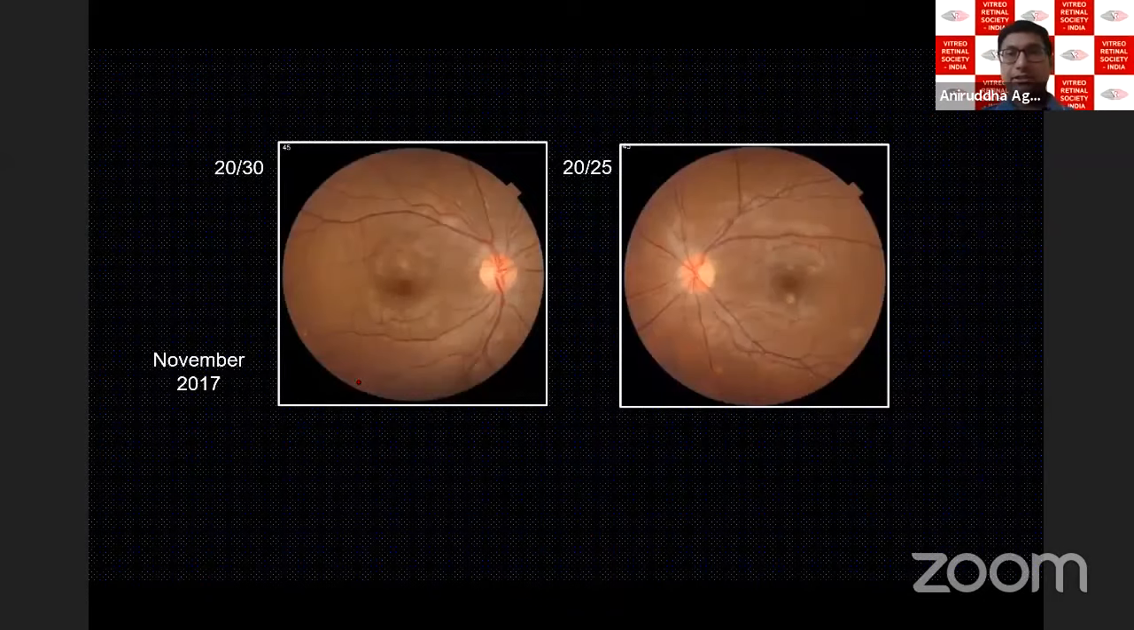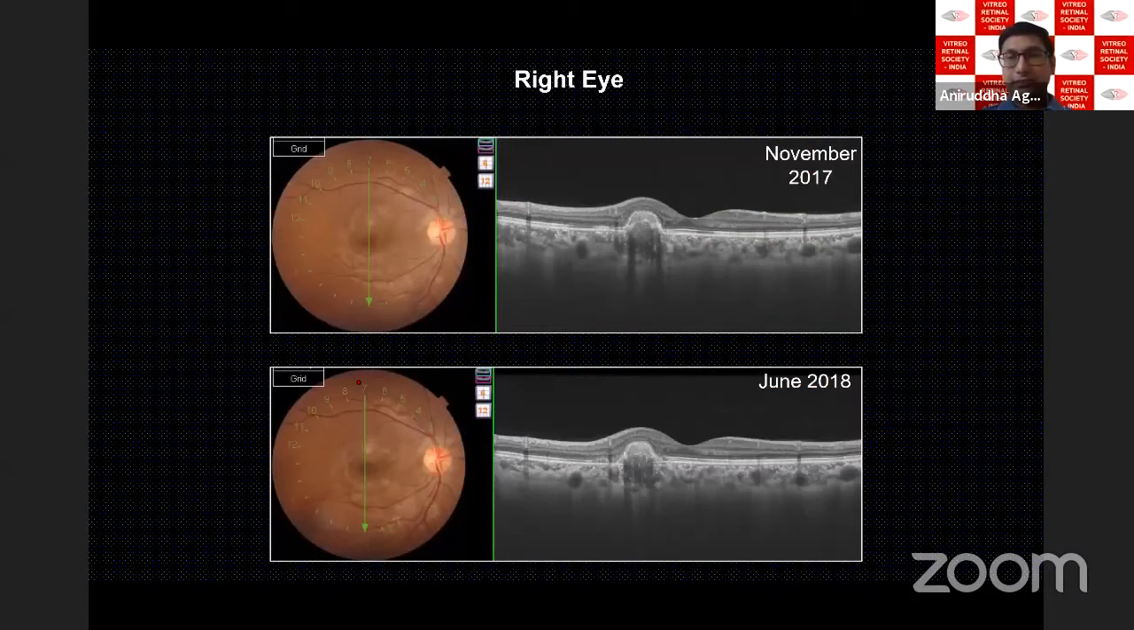Now, this patient came to us in November 2017, and at that point, the vision was not a very significant complaint. She was actually seeing quite well, 6/9, 6/6, and the only complaint was scotoma. In the right eye, over the course of more than 6 months, until June 2018, there is not much change on the OCT. The OCT appearance is practically the same.